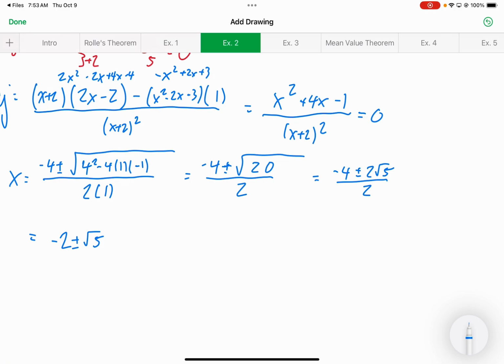I need to find, do both of them follow my interval? Does just one of them follow my interval? The square root of 5 is going to give me what? It's like 2.23 or something. Okay, so if I do negative 2 plus 2.23, that would fall inside my interval. But if I do negative 2 minus the square root of 5, that would be negative 2 minus 2.23. Will that be in my interval? No, it will not. So the only one I care about is this value right here.